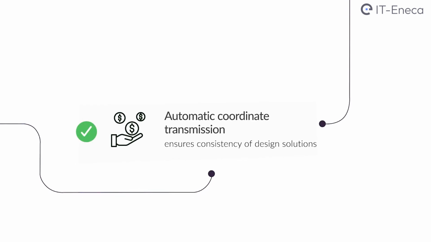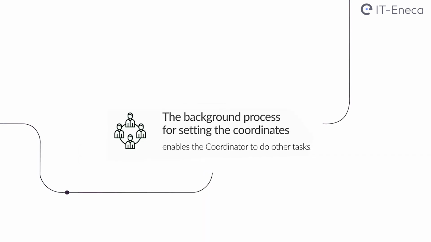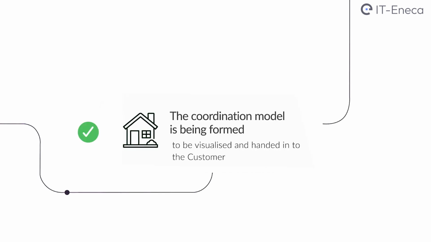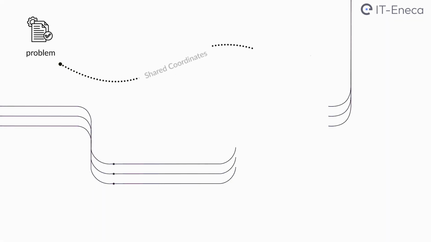Thus, the plugin ensures the consistency in design solutions and eliminates the risk of working with inaccurate data. The background process for setting the coordinates enables the coordinator to do other tasks. It reduces the risk of errors in making design solutions. The coordination model is being formed to be handed to the customer, and the construction site is being visualized. As a result, the problem is solved.